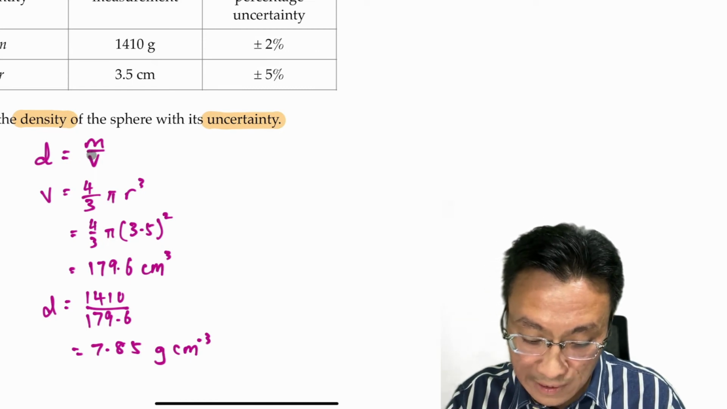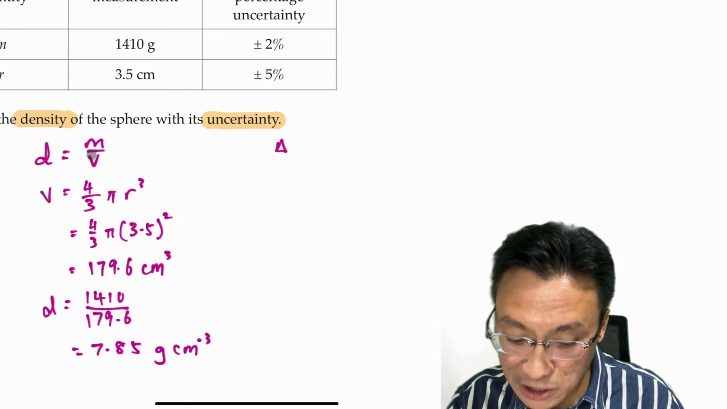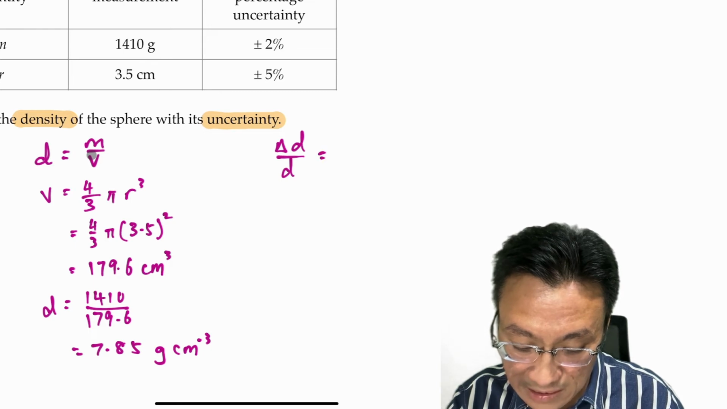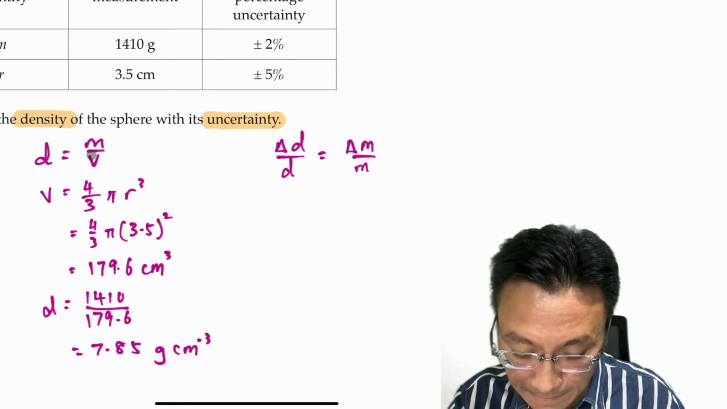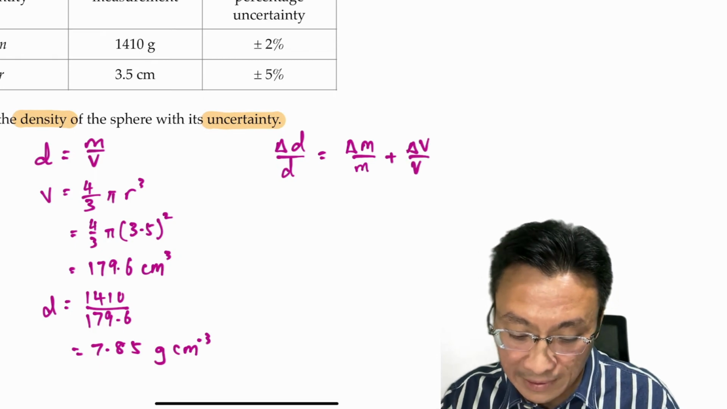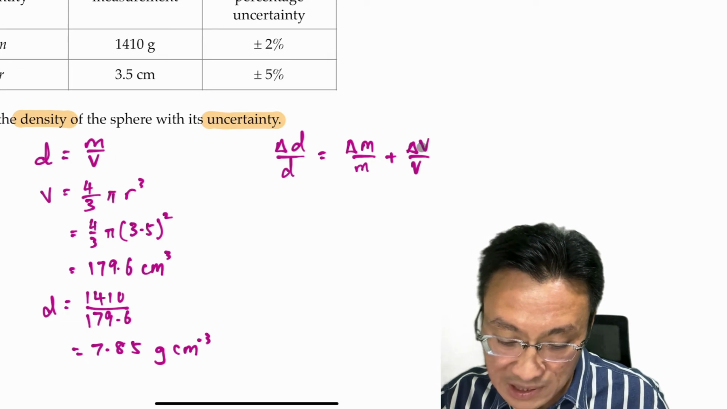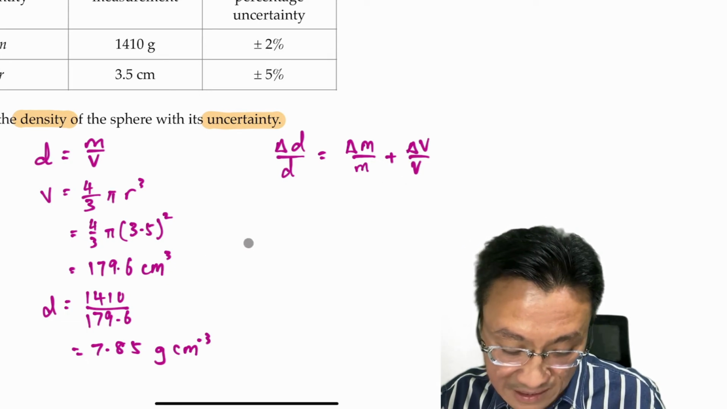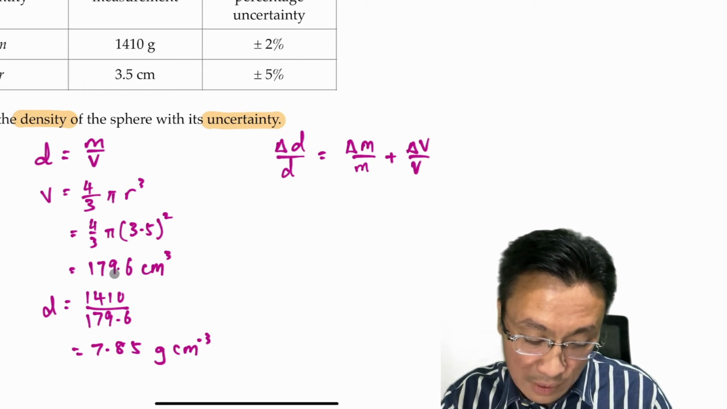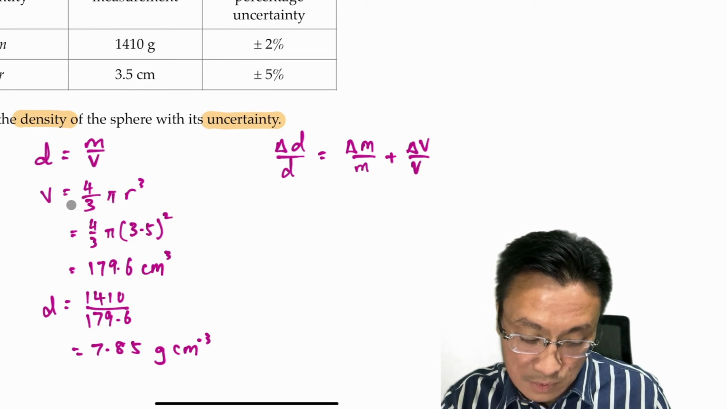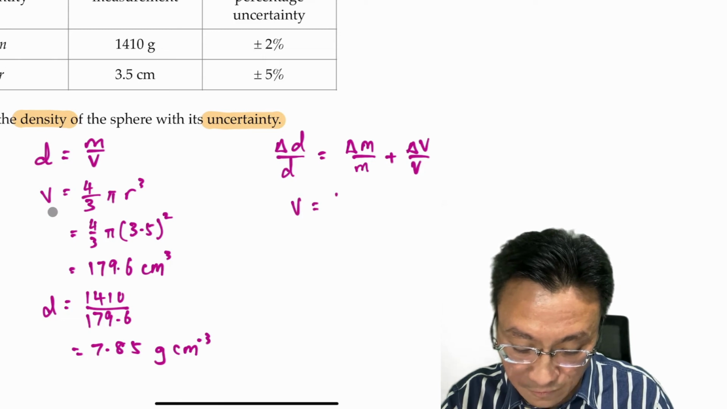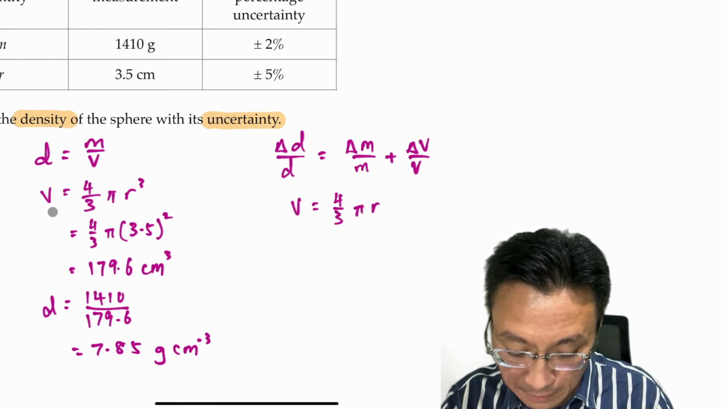So I got to express the relationship of the fractional uncertainties. Delta D over D is equal to delta M over M plus delta V over V. Right? And at this moment, I do not have my delta V over V yet. So I got to go and calculate that. So how do I do that? First, let's make use of this relationship again. V is equal to 4 over 3 pi r cubed.